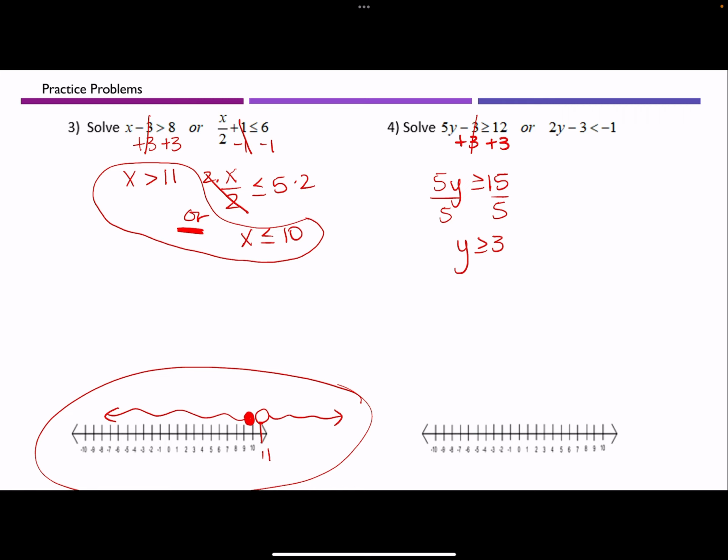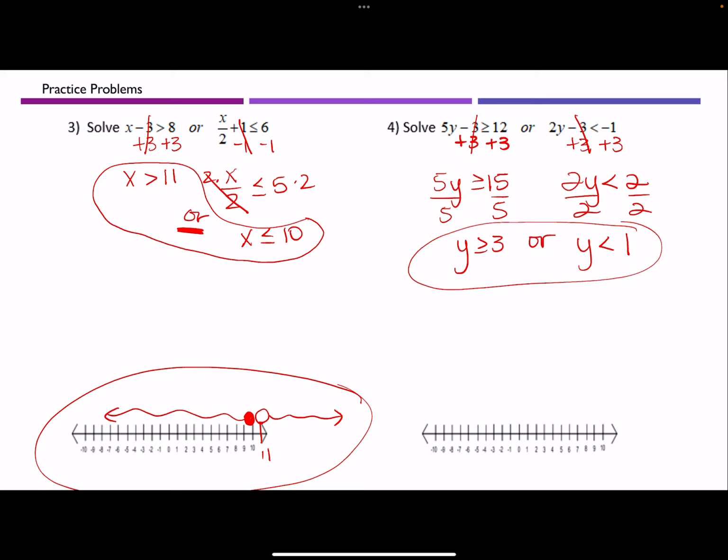And then over here, I have 2y minus 3 less than negative 1. So I'm going to add 3. I have 2y is less than 2. And then divide both sides by 2. So y is less than 1. And in my solution, don't forget, I'm going to rewrite the word or because that's a part of my solution. So it's y is greater than or equal to 3 or y is less than 1.